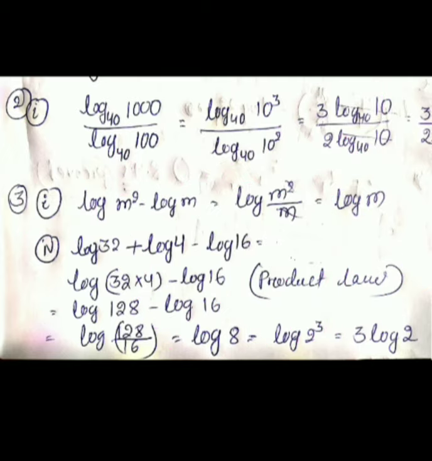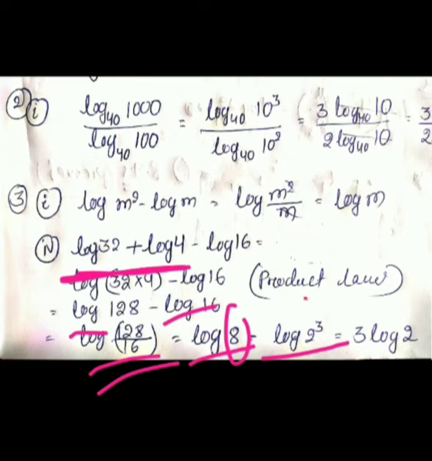Number 4, I have done it here. Log of 32 plus log of 4 minus log of 16. So as I said, you have to follow the BODMAS rule, then after that the product law or the quotient law or the power law. So here I have followed the product law. Then just multiply and write. Then here the quotient law you have to follow. You will get log of 8. Log of 8 you can write as 2 cube. So the value will be 3 log 2.